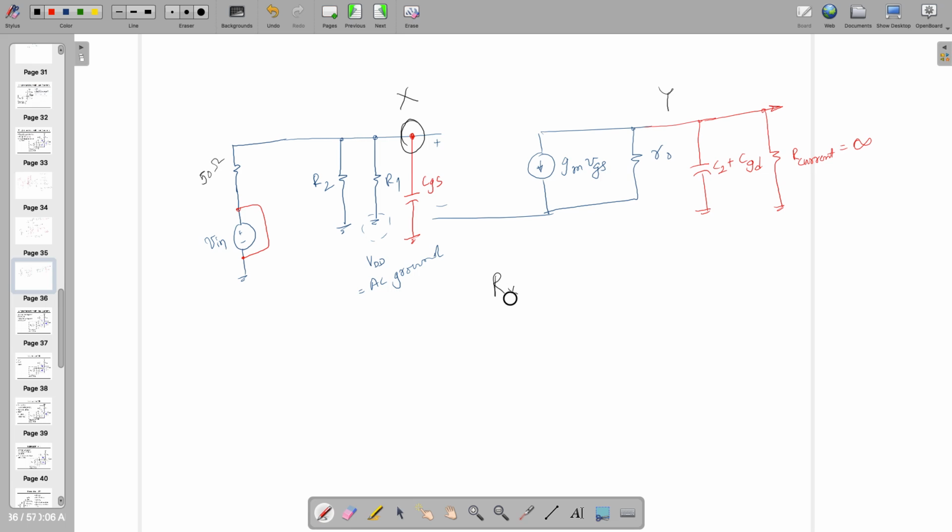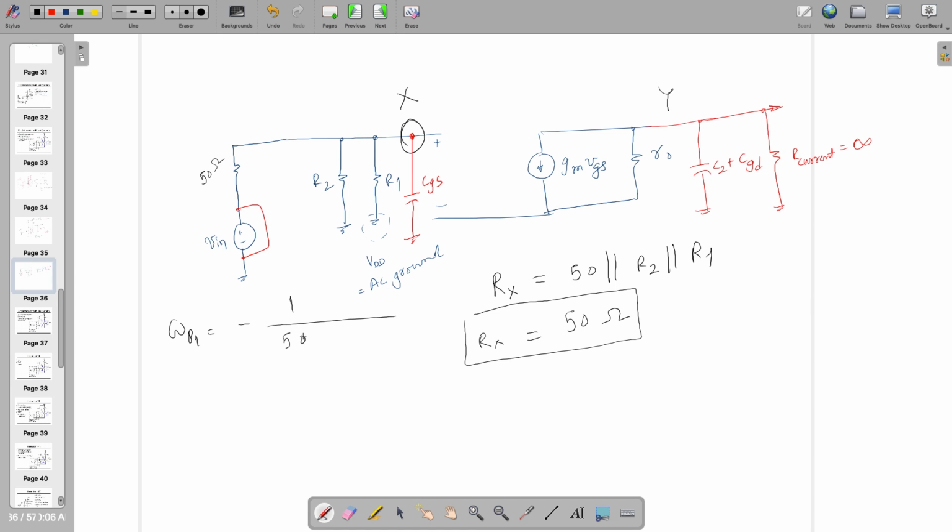So resistance at X node is equal to 50 ohm in shunt with R2 in shunt with R1. Notably, R2 and R1 are very big quantities, so 50 ohm is going to be the winning quantity. So in that case, the first pole location is equal to minus 1 by 50 times CGS. So you can highlight this, you can keep it with you.